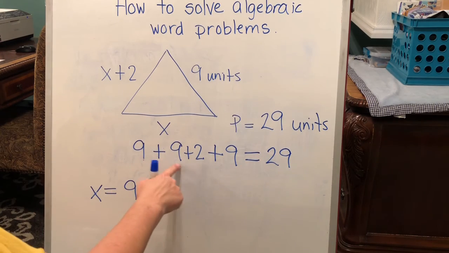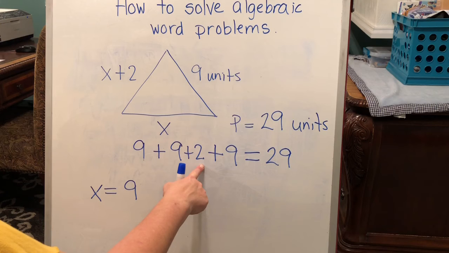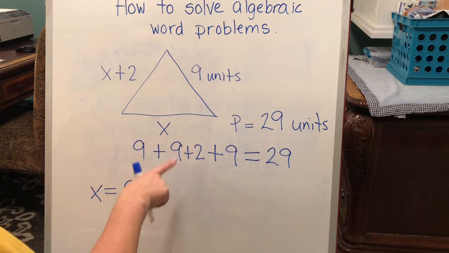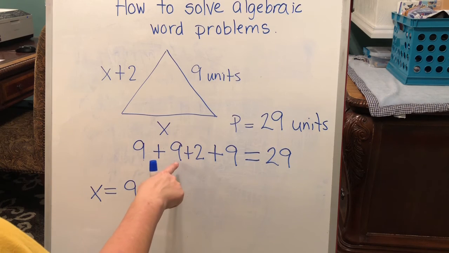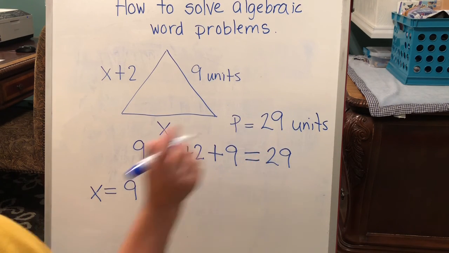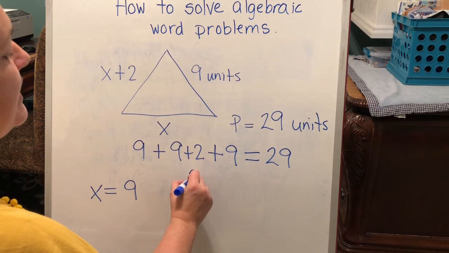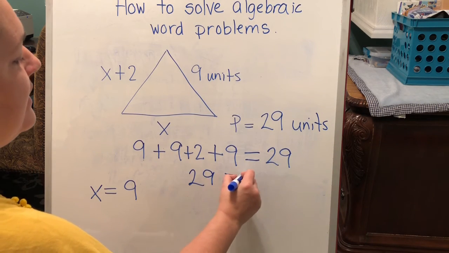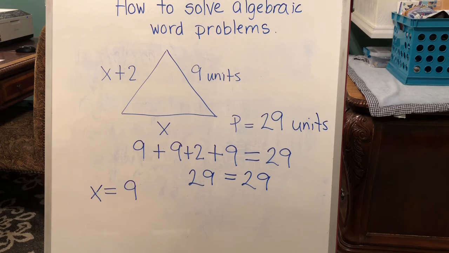All right, 9 plus 9 is 18, plus 2 is 21. Let me recount that. 9 and 9 is 18, plus 2 is 20, plus 9 is 29. There we go. All right, 29 is 29. And that is a true statement. So yes, our x is 9.